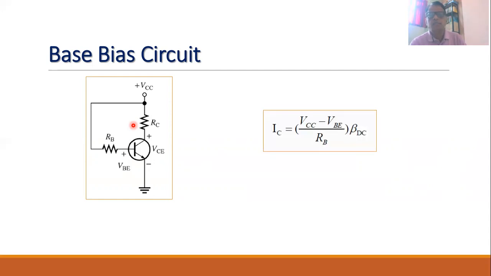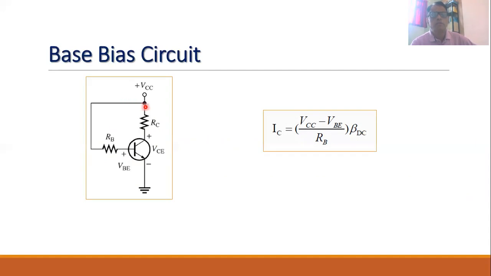If you go for the analysis of this circuit, then from this circuit we can easily find the value of the collector current which is flowing through this resistance RC. You will find that at one end of RC we have VCC, and at the other end of RC there is VCE. There is another way to compute this current IC.